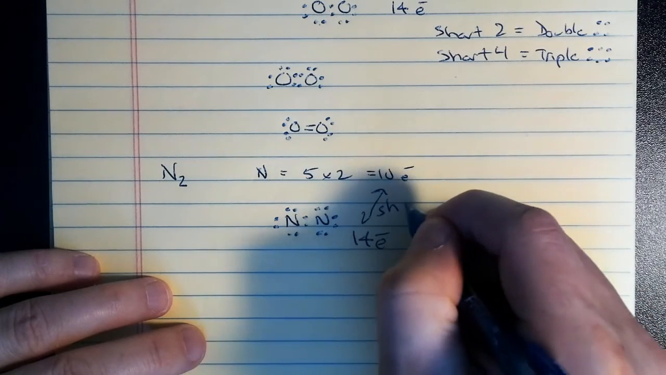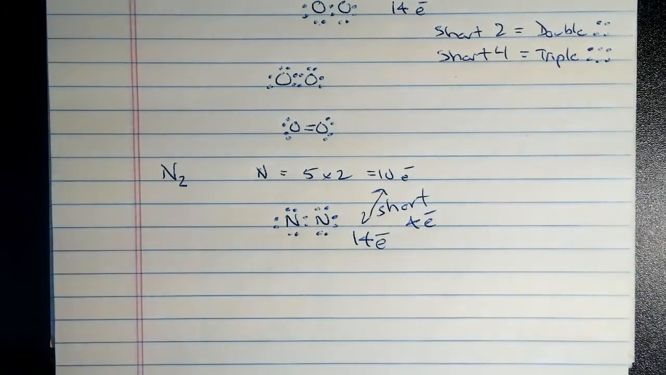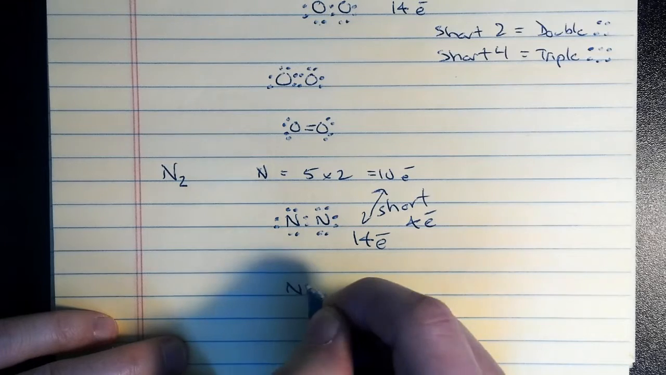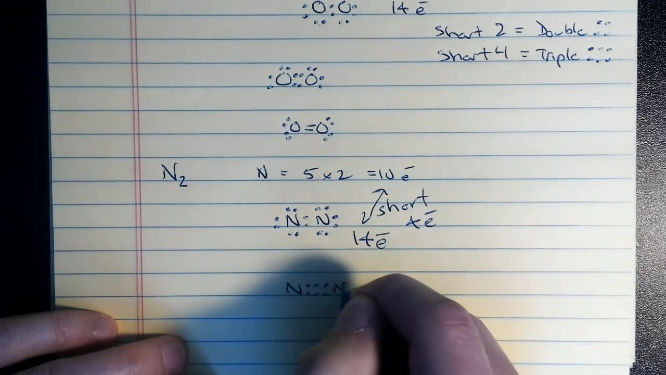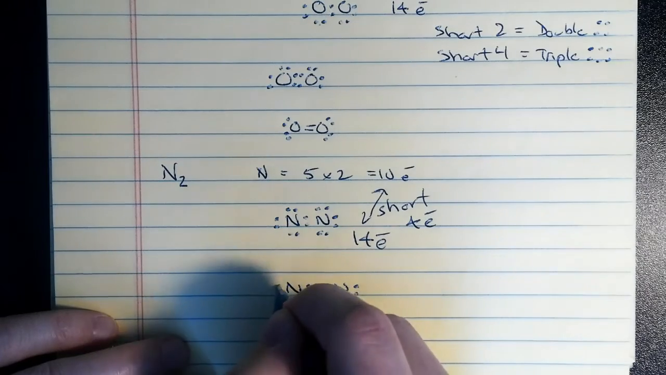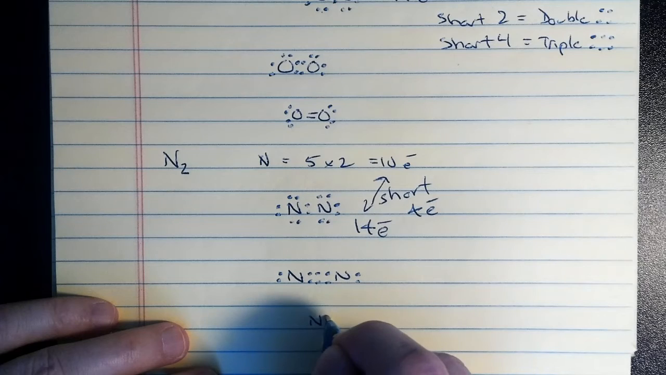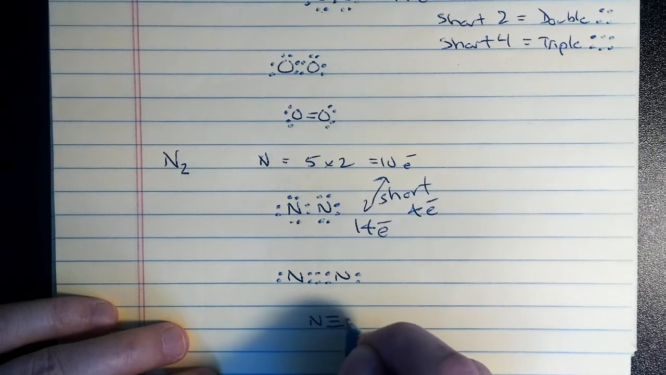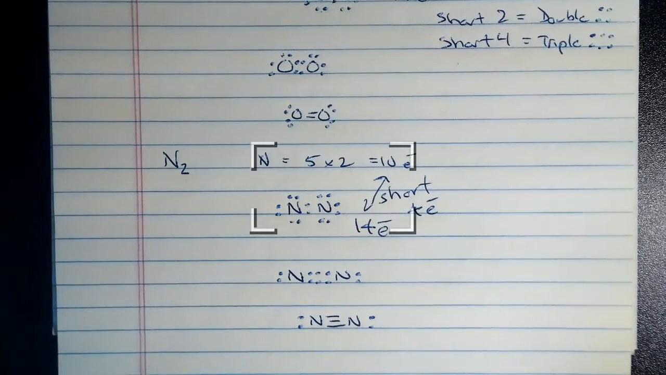So we are short 4 electrons, which means a triple bond. So we're going to put our triple bond in here like this. And these electron pairs will be on the very end. And then we write our final formula, as such. Okay. And that is the Lewis structure for N2.